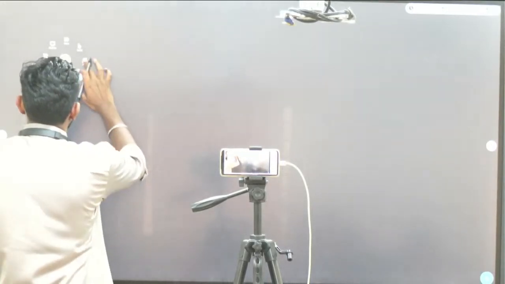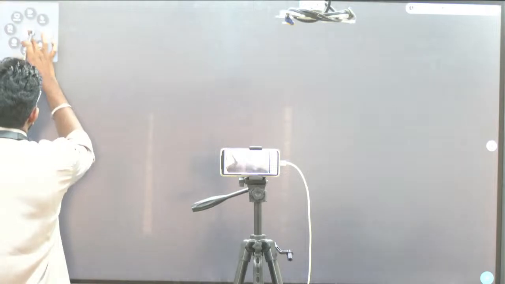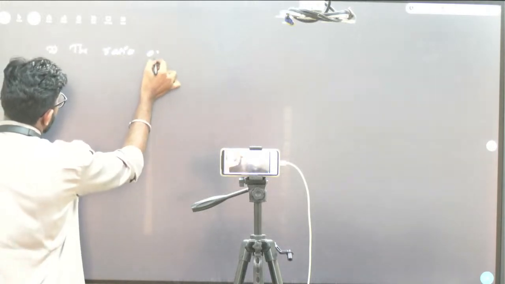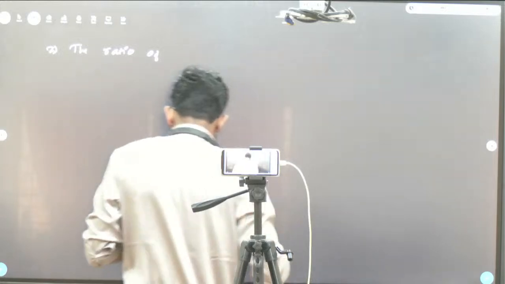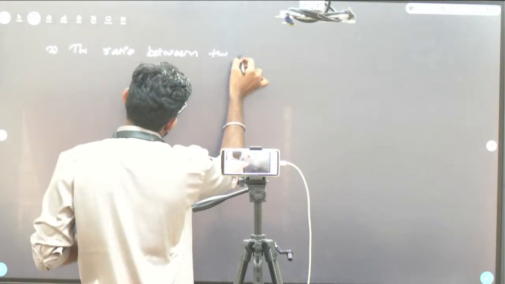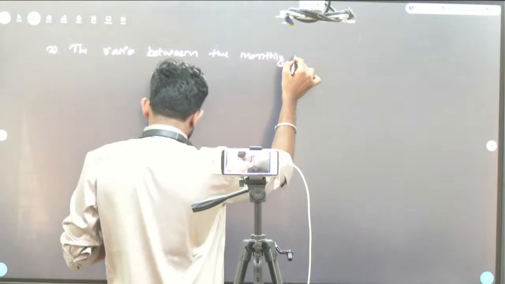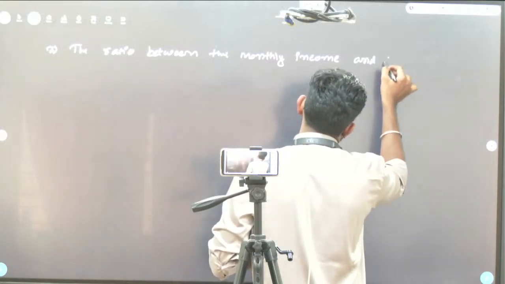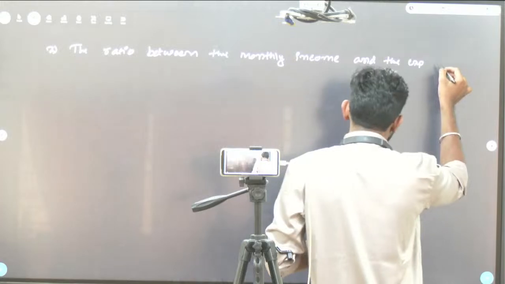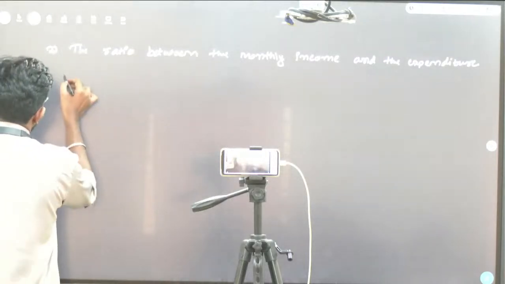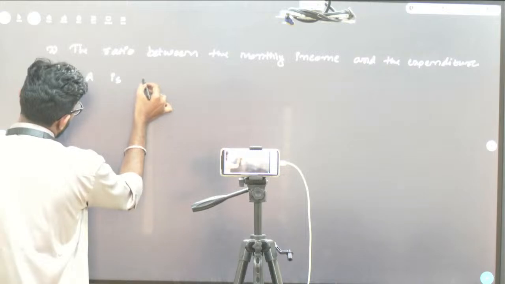Next question. Second question. The ratio between the monthly income and the expenditure of A is 8:5.